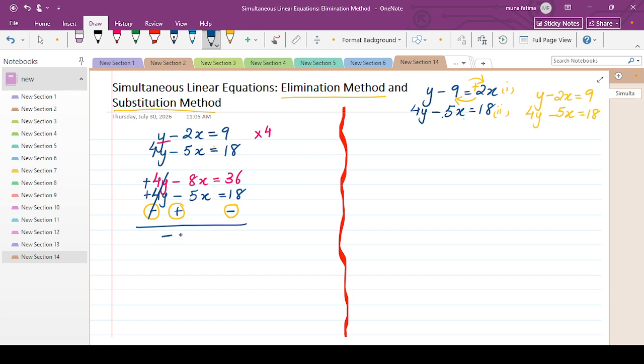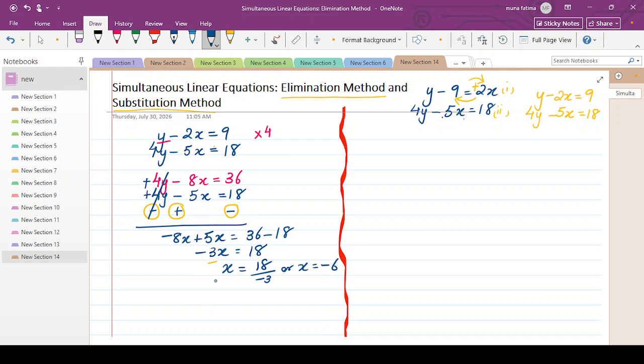Minus 8x plus 5x is equal to 36 minus 18. So we have minus 3x equals 18. When we move this minus 3 to the other side, it was being multiplied over here. When we shift it to the other side, it becomes the denominator and the negative sign goes with it. So x is equal to minus 6.